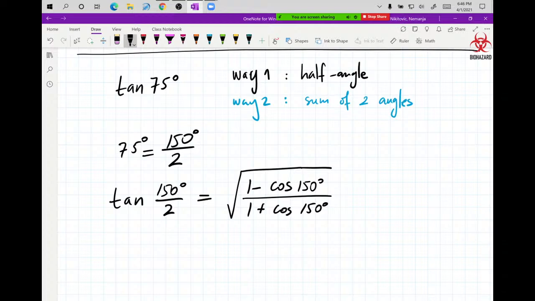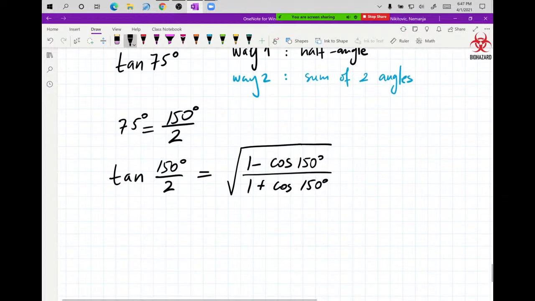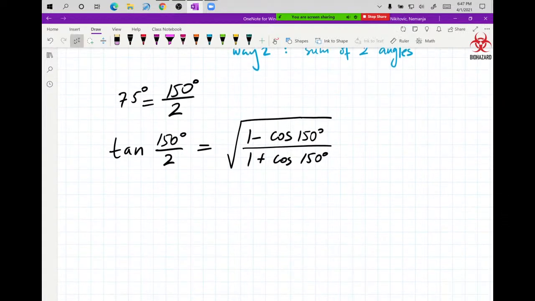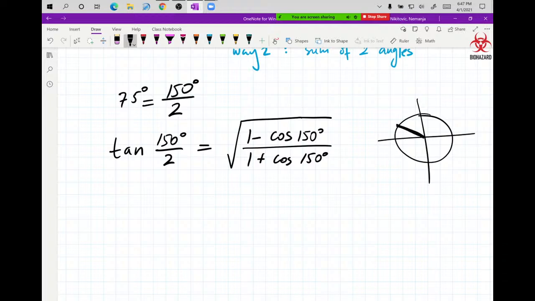And cosine of 150 degrees, we can calculate, right? We know it's in the second quadrant, and we can calculate the reference angle and all of that good stuff. So 150 degrees will be 30 degrees away from 180. That means that the reference angle is 30 degrees. And the cosine, all students take calculus, right? Cosine is negative in second quadrant.